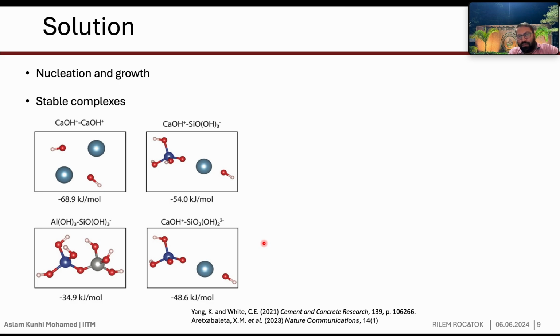And now we come to the solution. Now the ions are already in the solution. We have several different phases that will dissolve, and they interact with each other. People have looked at the solution where you have these ions, and whether they like to form complexes or not. Here is calcium, CaOH and COH. Here is aluminum and silicon. So we can see certain complexes can form.